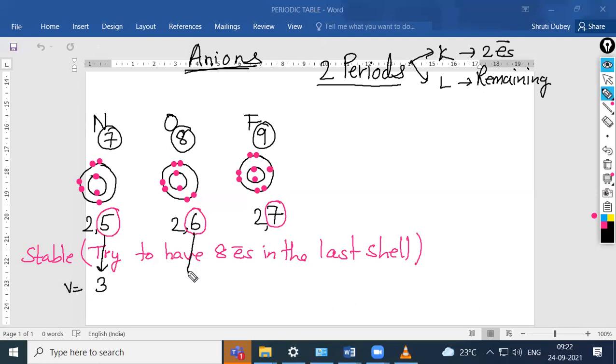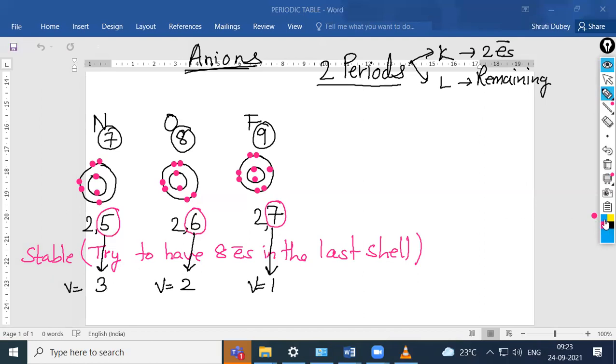Oxygen has 6, it will try to take 2 electrons and become 8, so valency will be 2. Fluorine will take 1 electron, valency will be 1. Took 1 electron, 7 plus 1 will be 8, it will be stable. 6 plus 2 will be 8, it will be stable. 5 plus 3 will be 8, it will be stable.